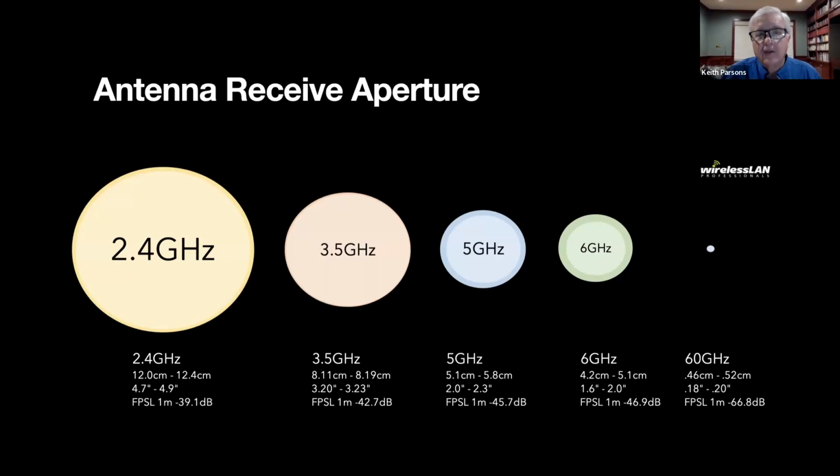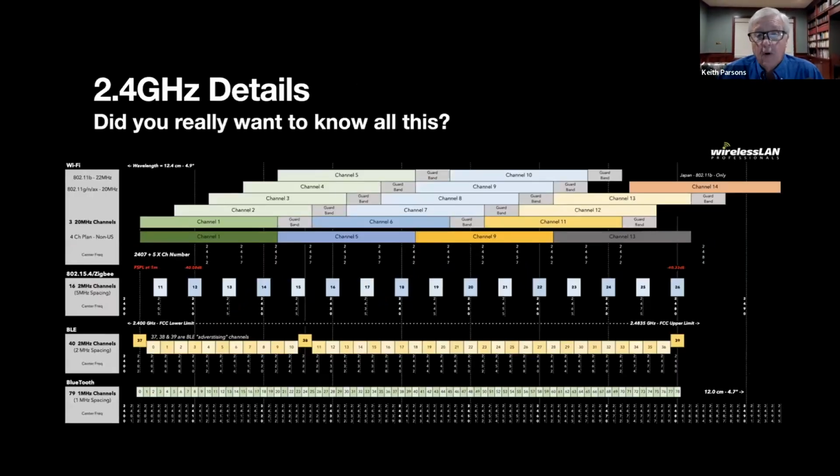It's not that the 5 gig waves somehow don't go as far. It's the receiver just doesn't hear as well. Now, here's 2.4. And I don't know if you want all these details, but I put them on here anyway, just so you have a resource.